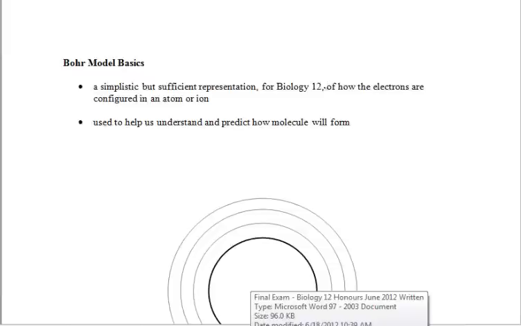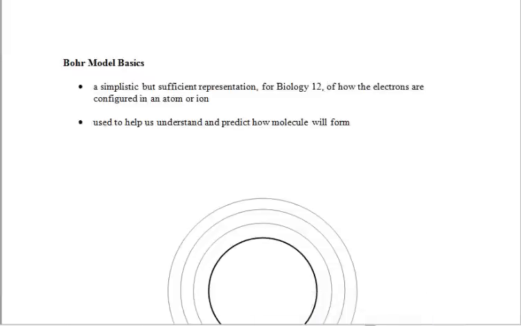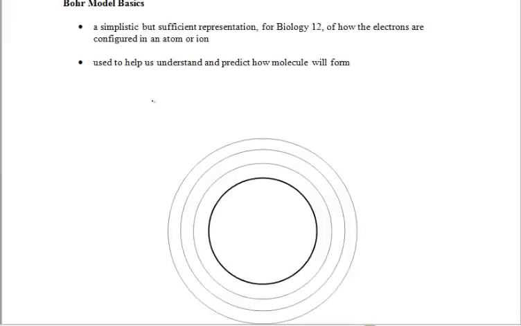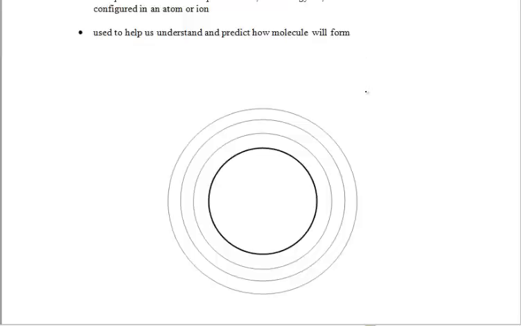Now, it's important to understand how various atoms interact in chemistry and in biology. And one of the ways we can predict this is using Bohr models. Now, if you have Chem 11 and Chem 12, you're going to know there are some limitations to the Bohr model, but it is a simplistic and sufficient representation, at least for Biology 12, of how the electrons are configured in an atom or ion. And we can use this to help understand and predict how a molecule will form.